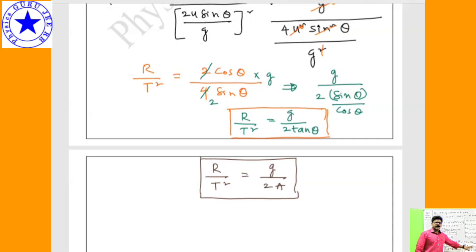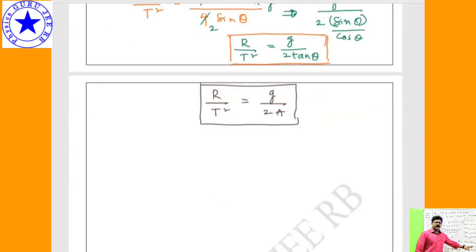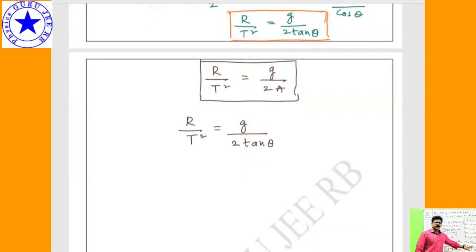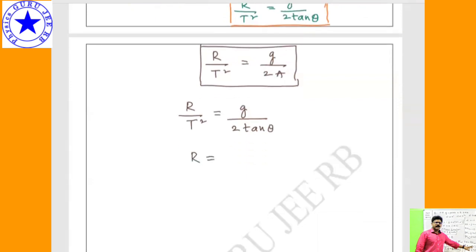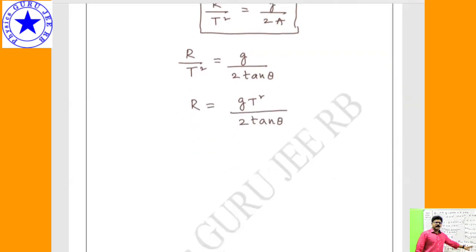If you have any doubt, cross multiply the same equation, r by t square is equal to g by 2 tan theta. If I cross multiply, r is equal to g t square divided by 2 tan theta, that's all, that is nothing but the range. Fine, all of you.